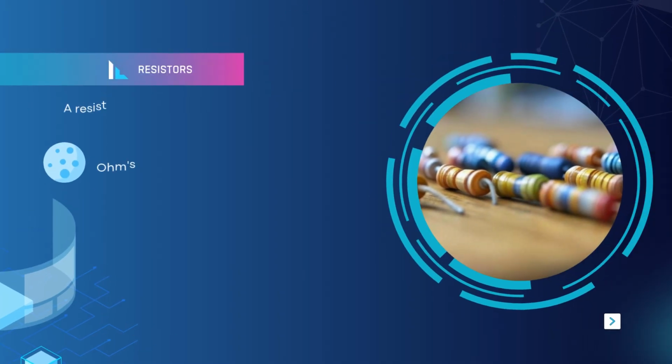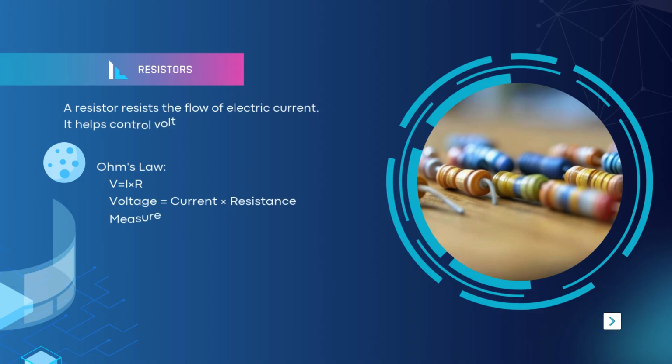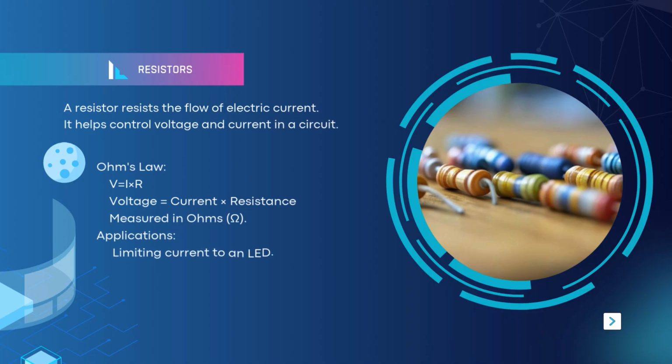Let's start simple, with the resistor. As the name suggests, a resistor resists the flow of electric current. It helps control voltage and current in a circuit. Key points. Ohm's law: V equals I times R. Voltage equals current times resistance. Measured in ohms, Ohm symbol.